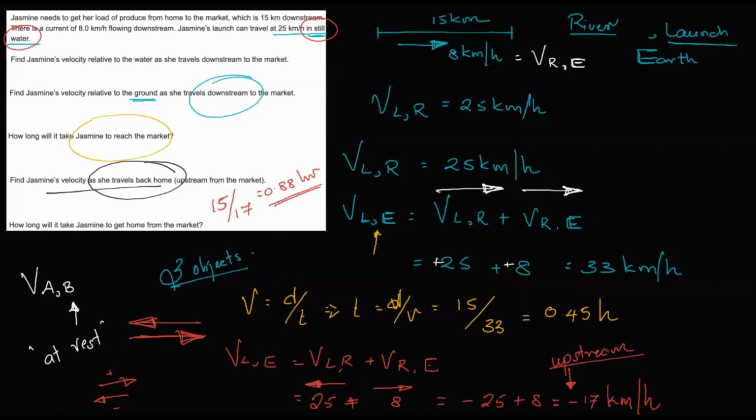If they ask you what is the total duration of her travel from home to the market and back home, it is 0.88 hours plus 0.45 hours, which is 1.33 hours. So that is the total duration of her travel, right? If you have any questions, please ask. Or if you didn't understand any part of this, please ask.